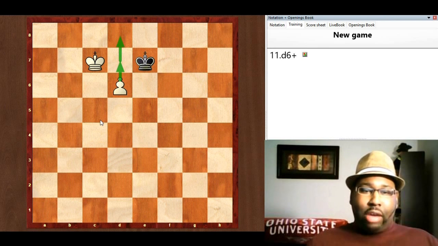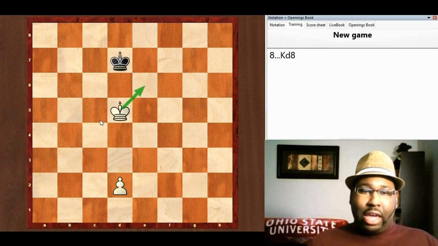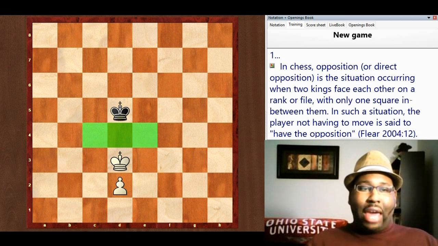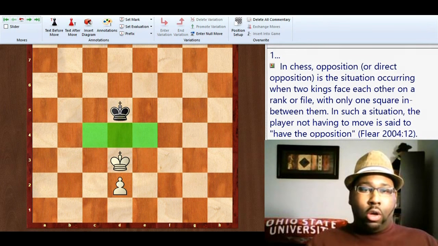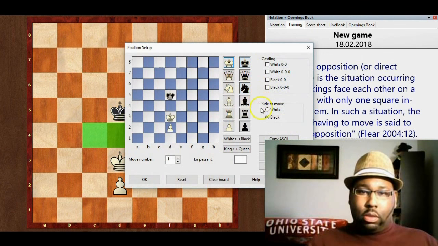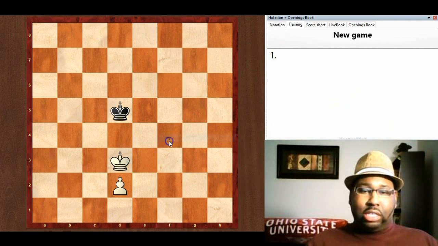Now let's go back here. I want to show you just real fast. Let me set up the same exact position here, but instead of black moving, I'm going to have white move, and I'm just going to show you why that's a draw. This time we'll have white move, same position here on the board, but it's white's move this time.